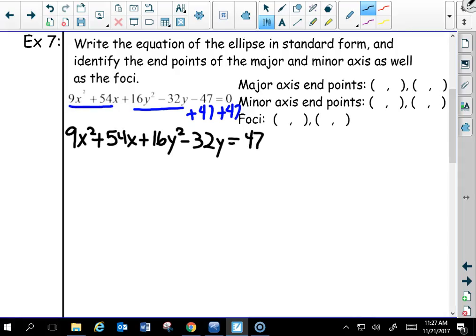And what I can do is I'm going to factor each pair. I'm going to factor the x squared pair and I'm going to factor the y squared pair. Because when you complete the square, it has to be on one x squared or y squared.